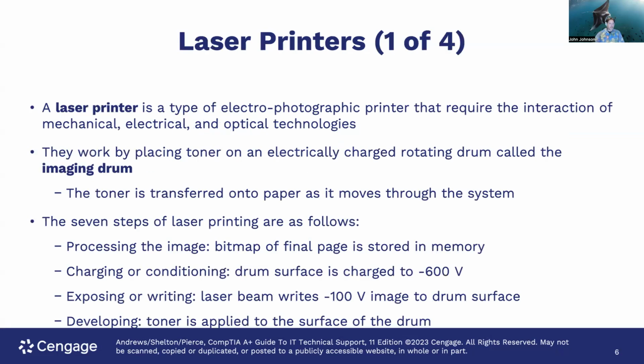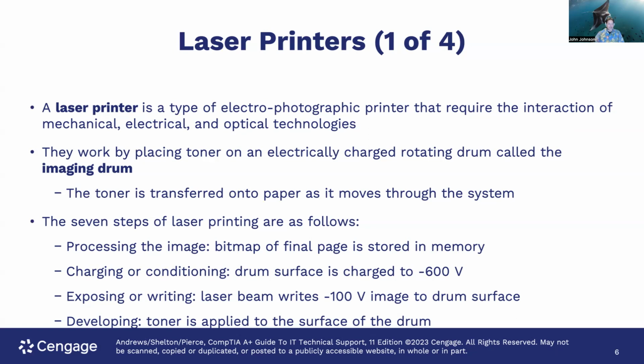So a laser printer is a type of electrophotographic printer that requires the interaction of mechanical, electrical, and optical technologies. They're quite complex. They've been around for decades now, and they're very reliable. They work by placing toner on an electrically charged rotating drum called the imaging drum, and the toner is transferred onto the paper as it moves through the system.